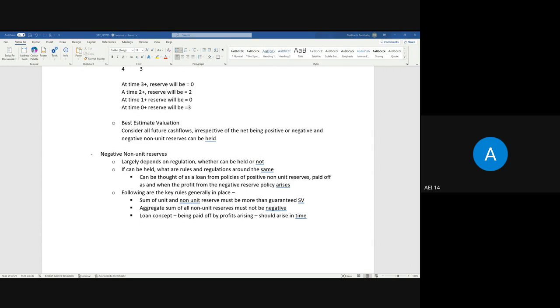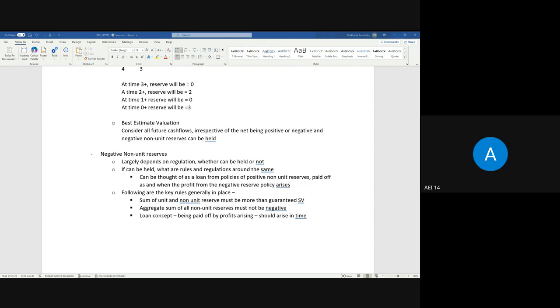Okay. So there are two policies that we're considering. One is profit-making, one is loss-making. In the profit-making one, you're able to hold a negative non-unit reserve because of that other policy, because it has given a loan of a positive unit reserve in one sense, right? So say the cash flow pattern of this negative non-unit reserve policy, because it's profit-making, you would expect the net cash flows to be positive.